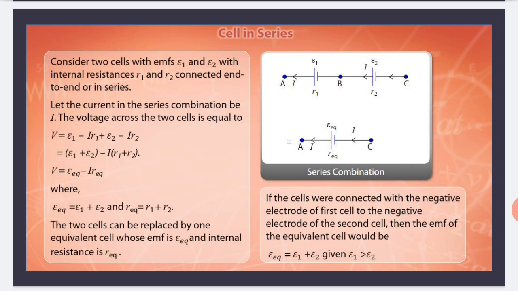That is, the two cells can be replaced by one equivalent cell whose EMF is the equivalent EMF and whose internal resistance is the equivalent resistance. If the cells were connected with the negative electrode of the first cell to the negative electrode of the second cell, then the EMF of the equivalent cell would be given below.